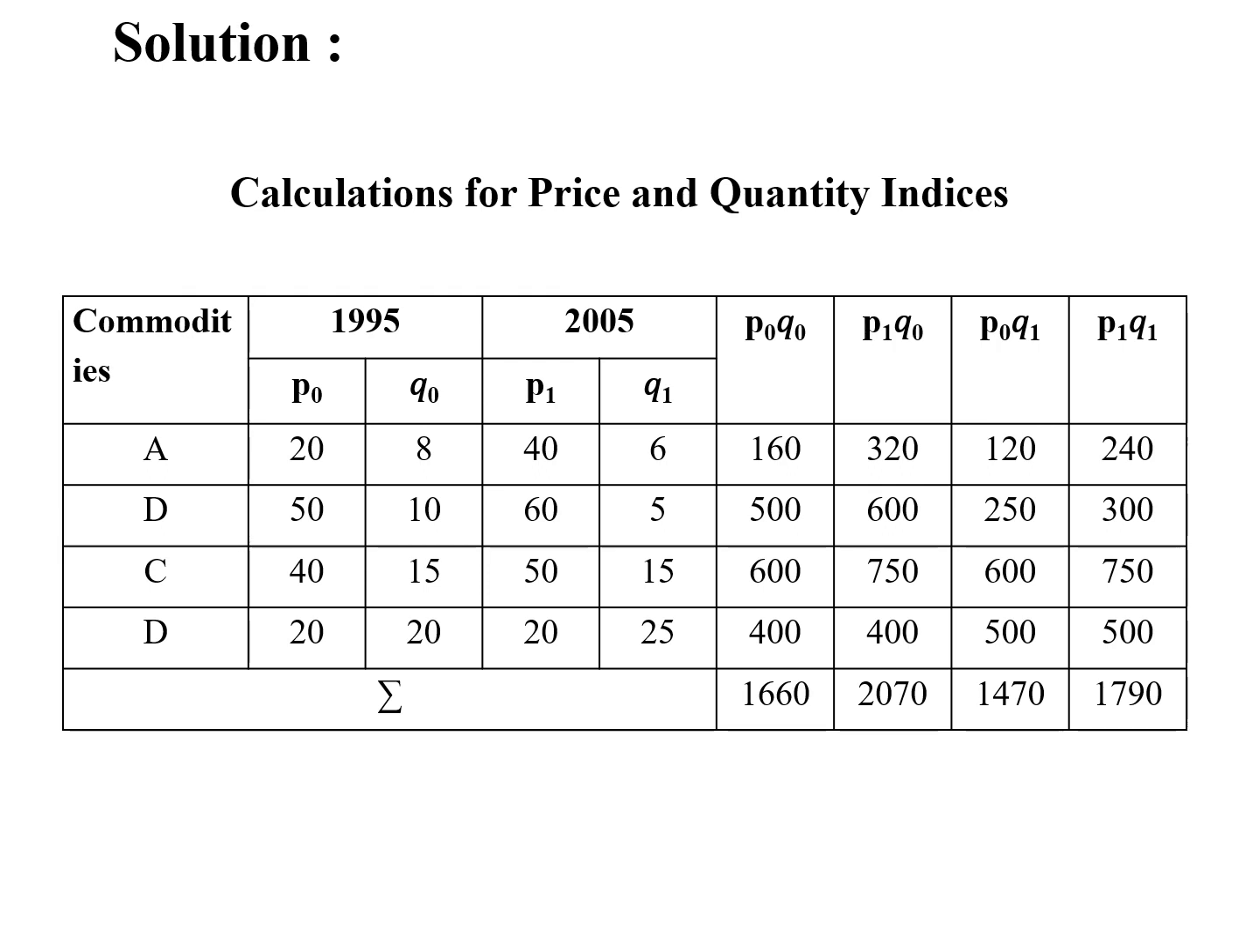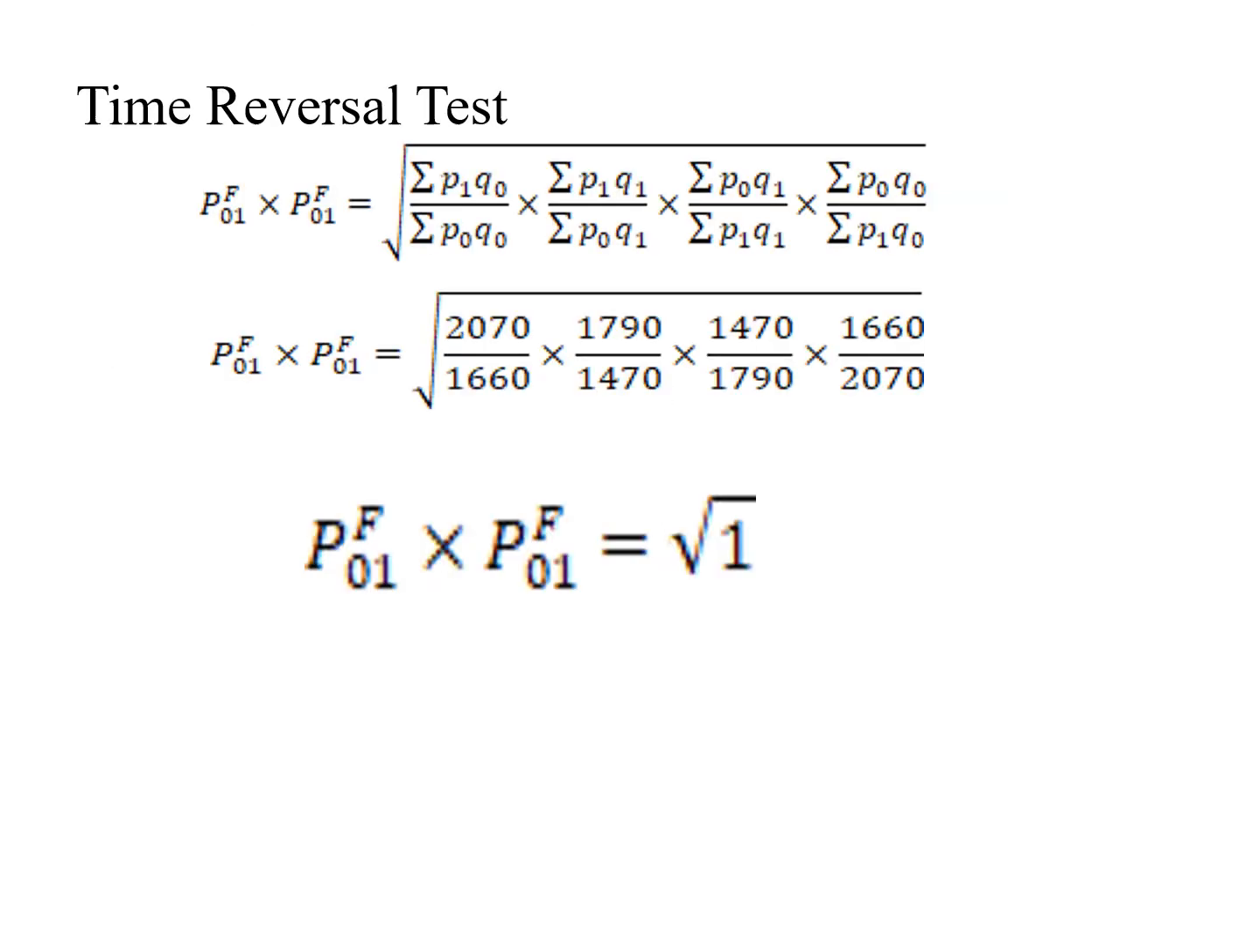1790. So we can take all these sum values and substitute them in the time reversal and factor reversal formulas. We can check whether the given problem satisfies the time reversal test and factor reversal test. Let's check it. So first we will see the time reversal test.